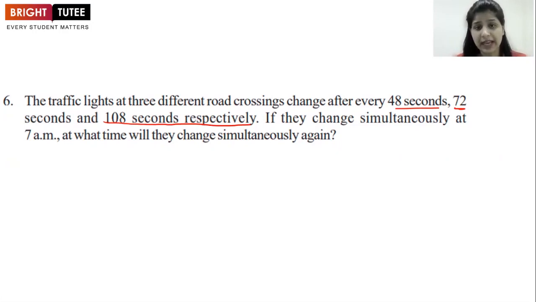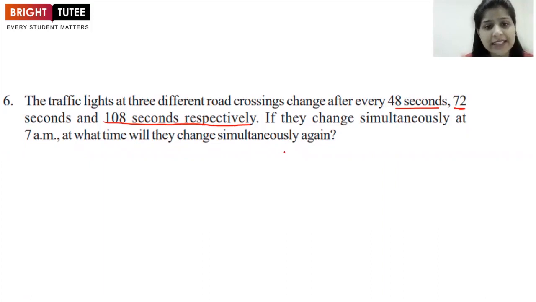Okay, so what we are told is that there are three road crossings. The first one changes after 48 seconds, the second after 72, and the third one after 108 seconds. If they simultaneously changed once at 7 a.m., we have to tell what will be the time after 7 a.m. when they will change at the same time. That means they will change simultaneously. So just try to understand here. What we will do in this case, because we have to check when they will change simultaneously, we will find the LCM.